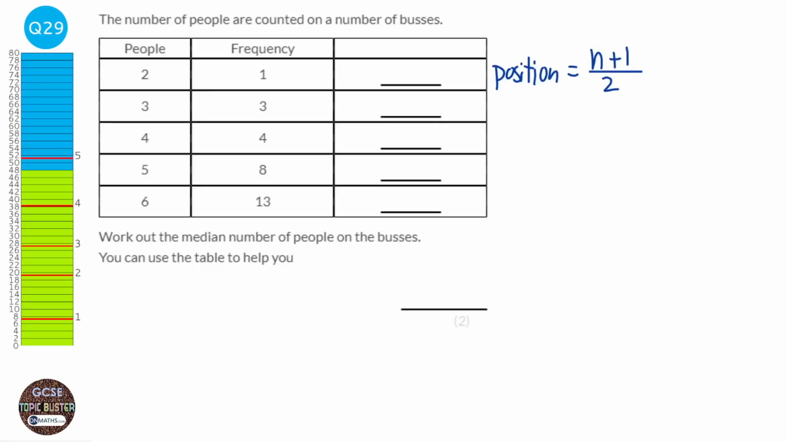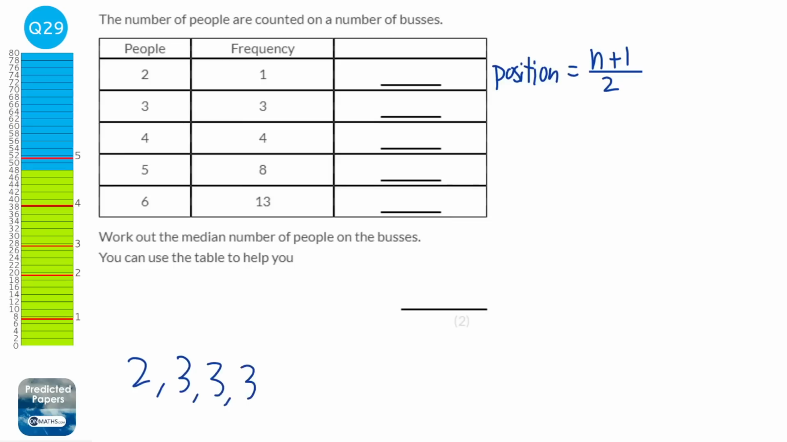Now, we need to figure out where these numbers are in this list. So the first number is a 2, and there is 1 of those. The next number is a 3, and there's 3 of those. So 1, 2, 3.